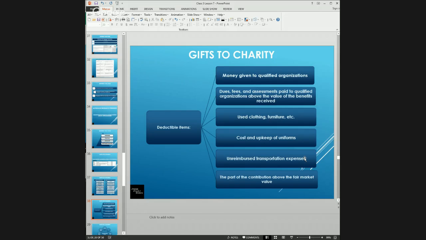Here are some deductible items. Any money that's given to a qualified organization, dues, fees, and assessments paid to qualified organizations above the value of the benefits received. So for example, if you pay $50 to a qualified organization and in return for that donation, they send you a CD or a DVD that's worth $5, then the amount that you can actually write off would be $45, not the full $50. You can deduct contributions of used clothing and furniture and any cost or upkeep of uniforms.